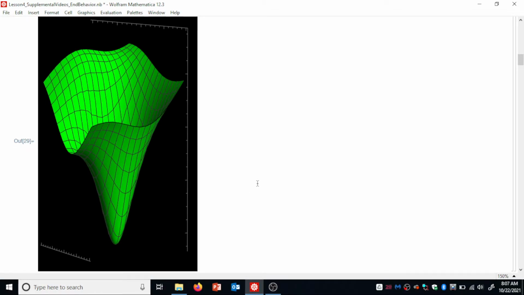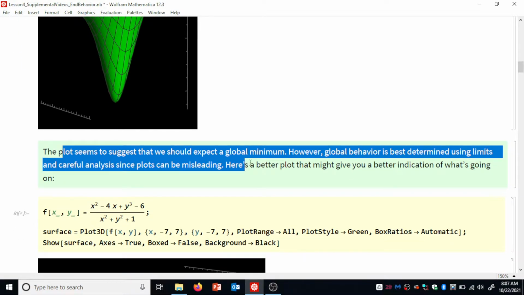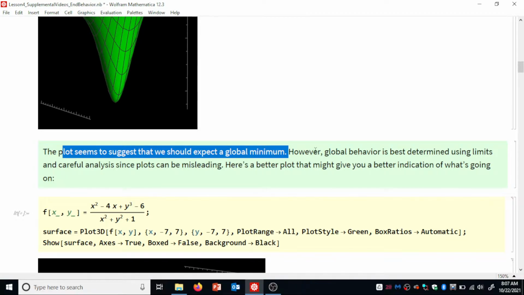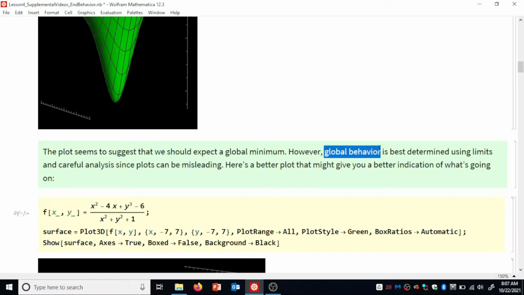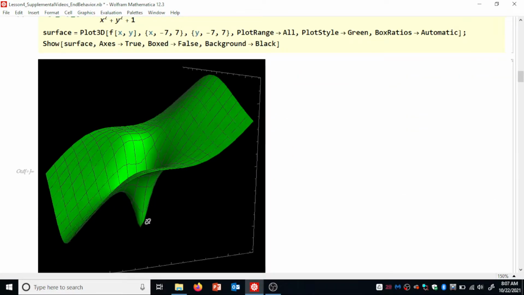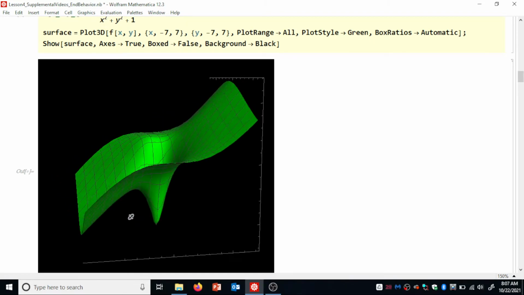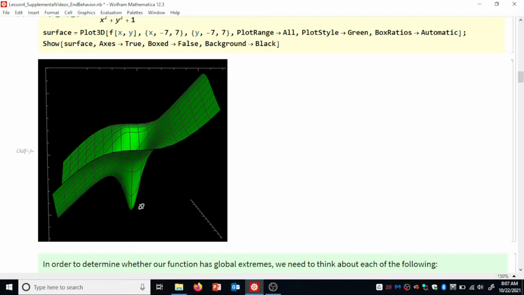But you need to be careful not to overgeneralize from a single plot, right? The plot suggests we have a global min, but maybe looking at one little plot is not good for trying to assess global behavior for a function. So we could try to use limits, we could try to use better graphing techniques, because my concern here is if we zoom out, okay, well, now we can kind of see, no, this is not a global minimum, because when we look at more of the picture, we can see that it looks like we go to positive infinity in some directions, negative infinity in other directions.